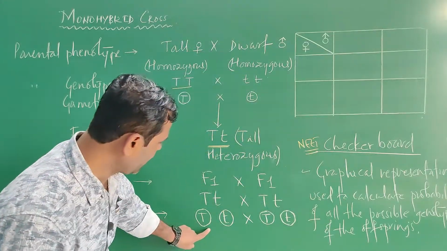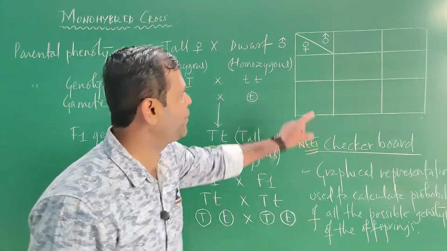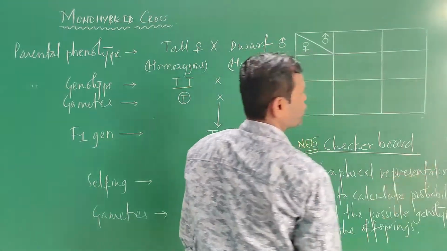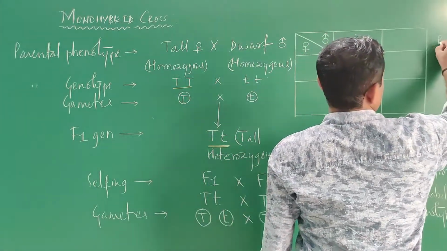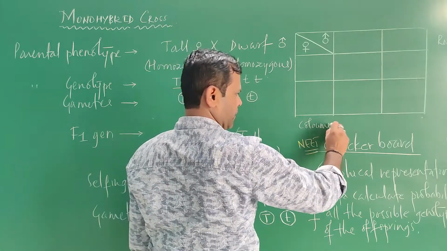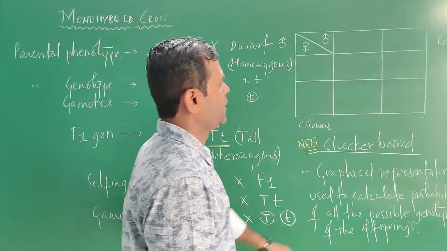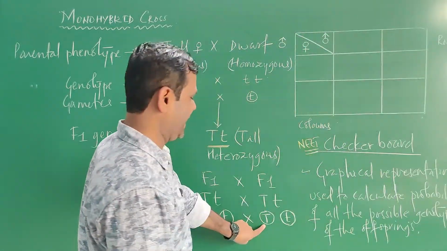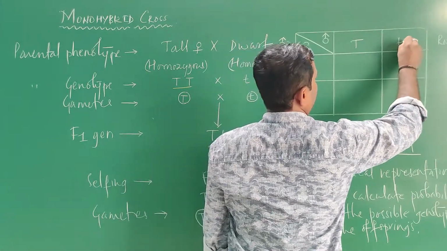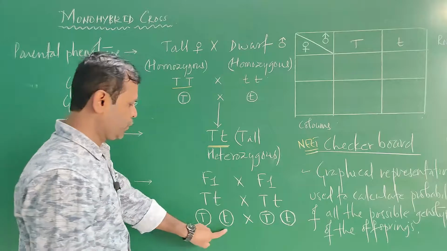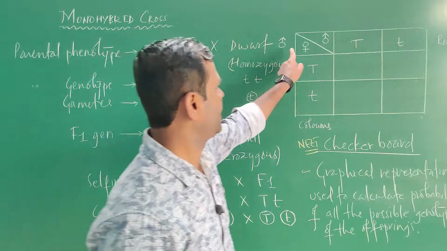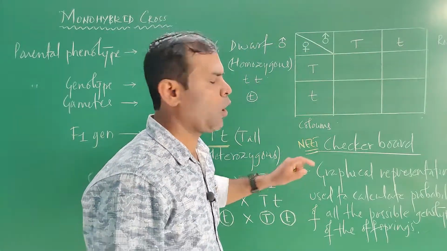Now, what I'm going to do, I'll take these 2 gametes and these 2 gametes, I'll put them in this checkerboard. Now remember, this checkerboard consists of 2 things. This one is rows and these are columns. In rows I will put male gametes. This is male, am I right? So capital T, small t, and in columns I'll put these 2 gametes, that is female gametes.